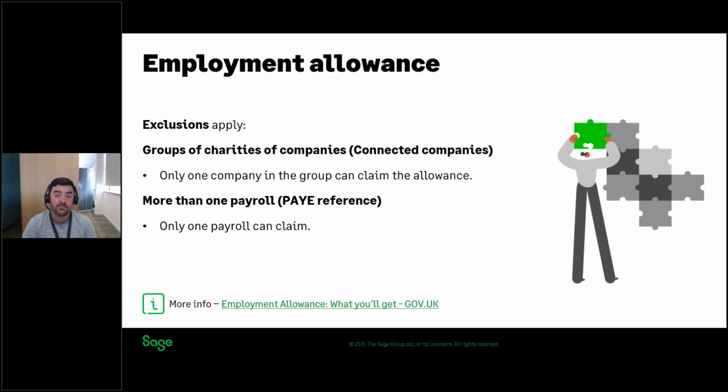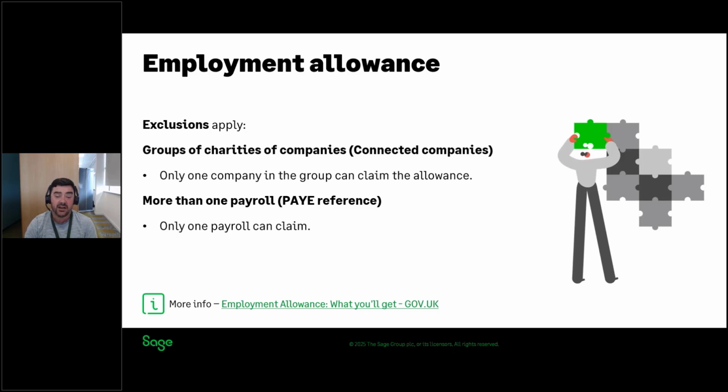Now, other exclusions apply in relation to groups of companies or where you have more than one payroll or PAYE reference. So in these scenarios, if you are connected companies, only one company within that group is allowed to claim the allowance. So you would choose a company that's most likely to use the full £10,500. And if you do have more than one PAYE reference, only one of your payrolls can claim.